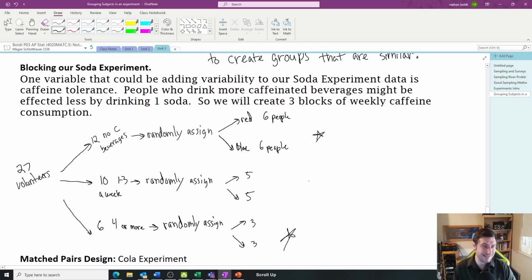So that is blocking. It's a very important aspect. Again, control what you can, block what you can't, randomly assign for the rest. Then your groups will hopefully be somewhat similar. All right.